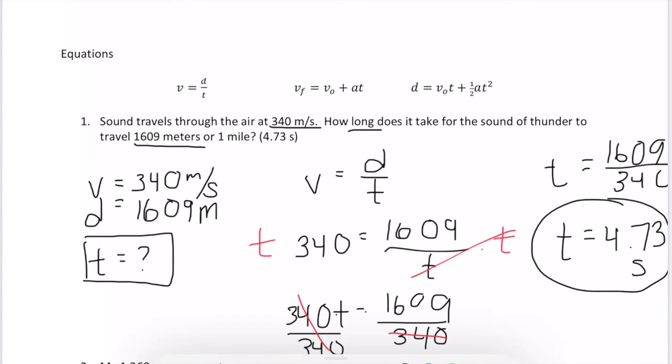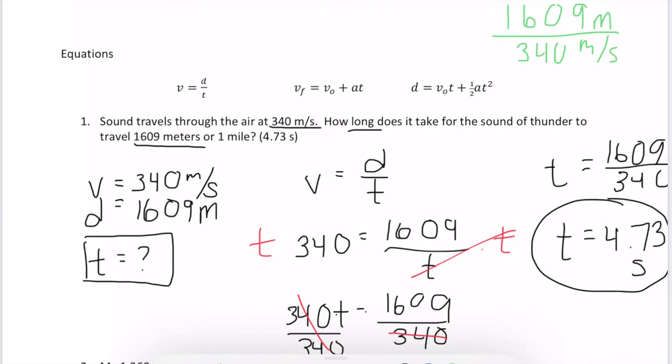Step 4 is units and logic. Let's do logic first. Logic. Does it make sense that it takes thunder 4.73 seconds to travel a mile? Yeah, that sounds reasonable. It's not taking like hours to travel a mile, I know that. So I know that at least logically that makes sense. Unit-wise, let's check in a different color. When I divided 1,609, that was 1,609 meters over 340 meters per second.